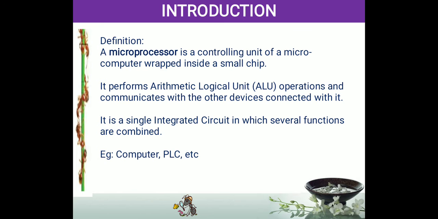If you take a microprocessor, it is the controlling unit of a microcomputer. That is, a computer is called the microprocessor. It performs arithmetic operations like addition, subtraction, multiplication, increment, decrement. Also, it performs logical operations like AND, OR, NOR, XOR. And also, it will communicate with the other devices connected to it. The device can be a machine, a light, another computer, or a wireless network like the internet or some other things.